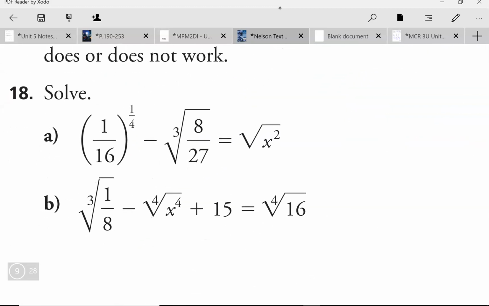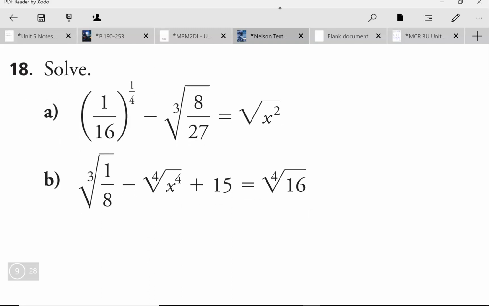Let's take a look at this. Again, this is solving for x. I guess technically this is grade 12 stuff, but this would be good to put on an assignment question. So, just take a look at it.